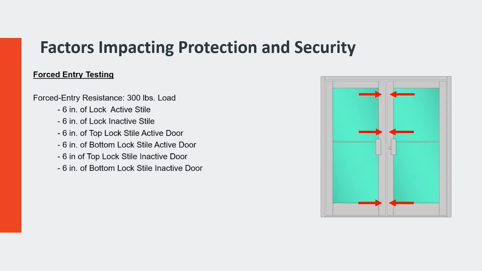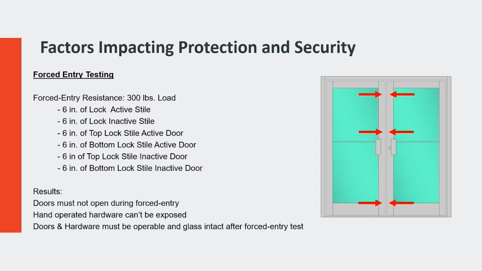If the glass breaks, the hardware fails to function, or the hardware can be activated from the inside, then it is considered a failure. But if the door closes back, hardware works, and no one can access the hardware from the inside while the force is being applied, then the door is passed. So that's forced entry testing.